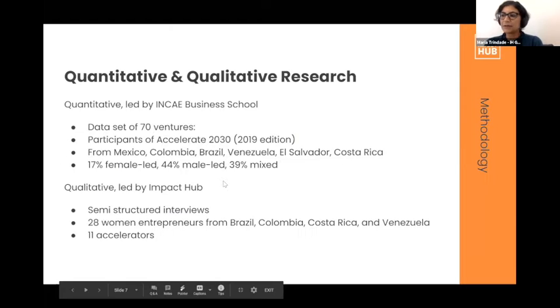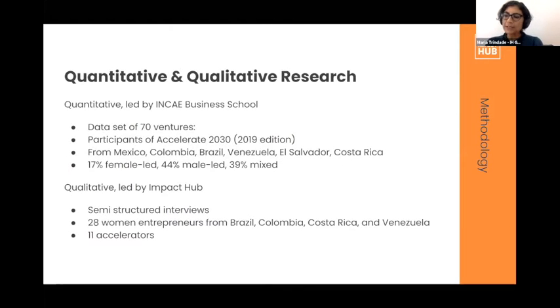In the ecosystem, we saw accelerators either running specific women-led programs or ignoring the gender gap. Our research question was, how do SGB accelerators apply a gender lens to program and measurement activities and become drivers of gender equality in the SGB sector? SGB stands for small and growing businesses.